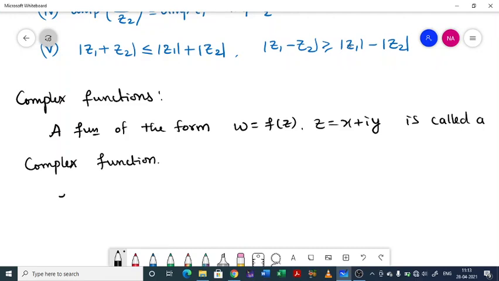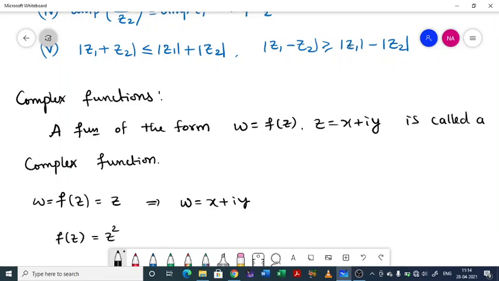For example, let us start with a very simple example, f of z equal to z. Then this f of z we call w. So you can write w equal to z. Then what happened? w equal to x plus iy. So now x will be the real part of w and y will be the imaginary part of w. Let us take one more example, then you will be clear about this.